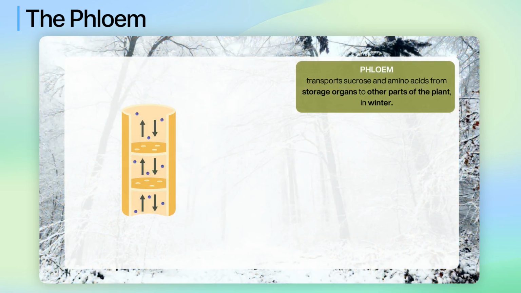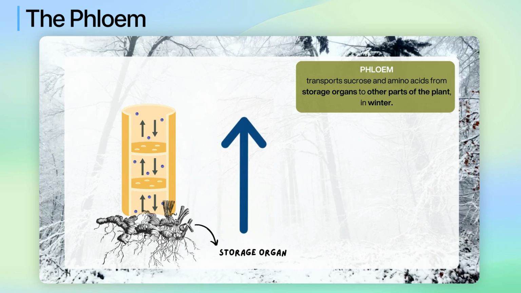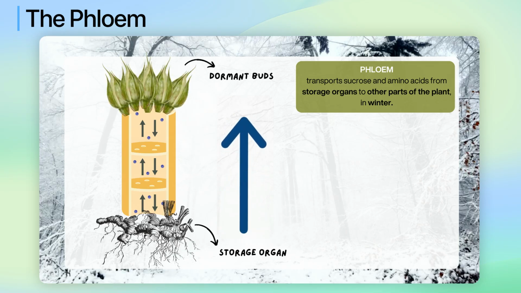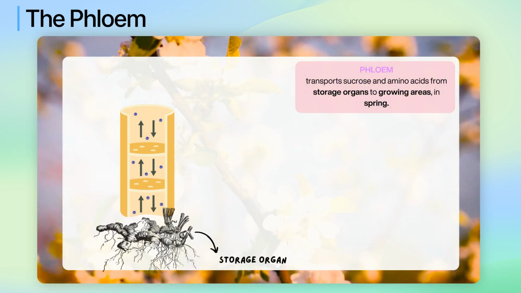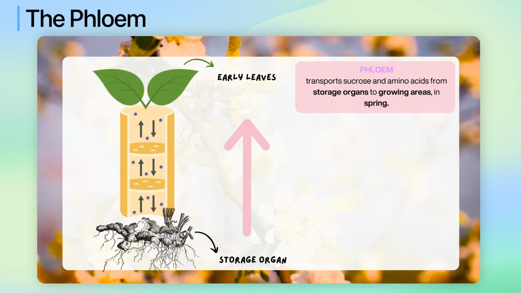During the winter, when the plant lacks leaves, the phloem will transport sucrose and amino acids from the storage organs to the other parts of the plant. During growth periods, such as in spring, the storage organs act as the source, thus supplying nutrients to growing areas, which are now the sink.